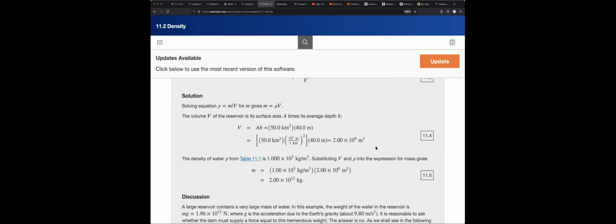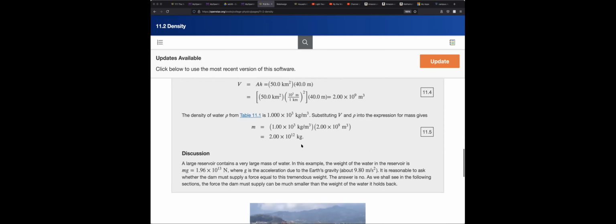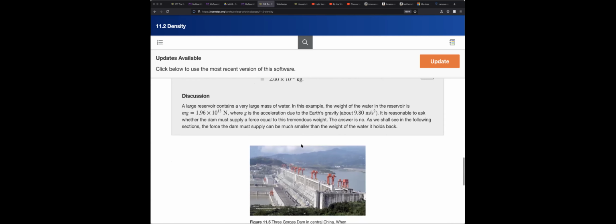Well, that's our volume. We plug that volume in to solve for the mass, by multiplying the density of water by the volume of the water, and we get the mass of the water. 2 times 10 to the 12 kilograms. It's a lot of water. It's a huge mass of water.